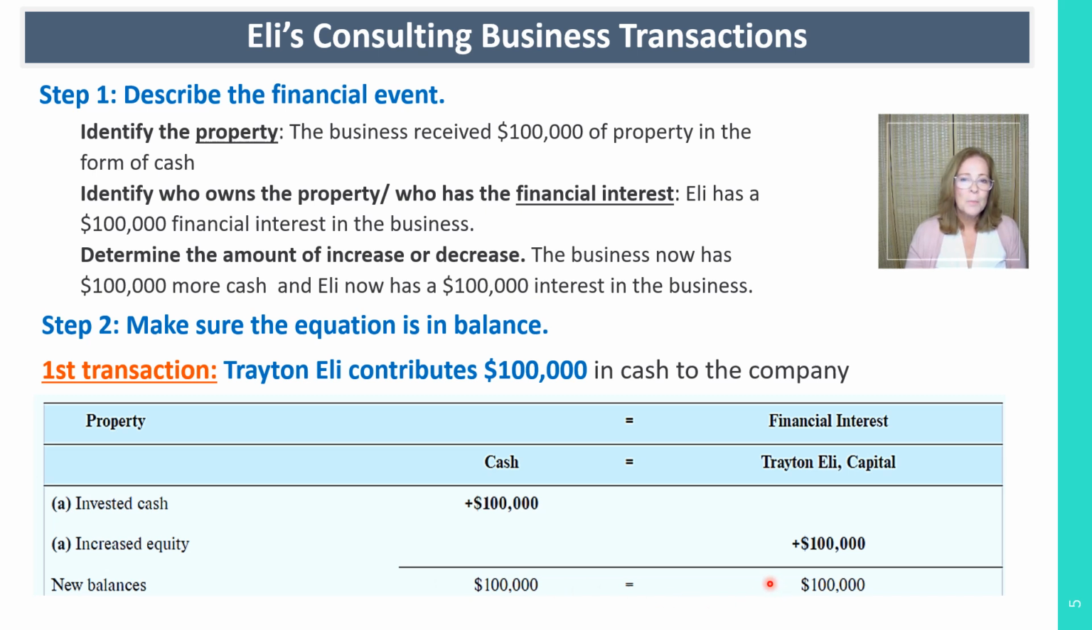The second step is to make sure the equation is in balance. Let's double check that. $100,000 in property equals the $100,000 in financial interest. And we did it. It balances. And we analyzed our first business transaction for Eli's Consulting.